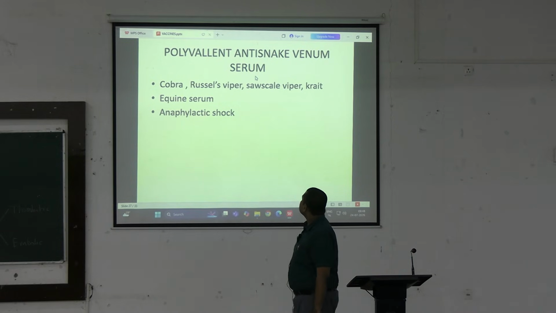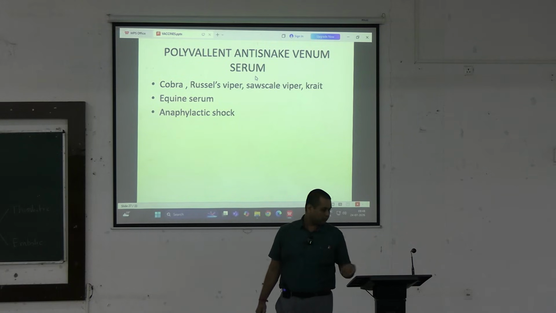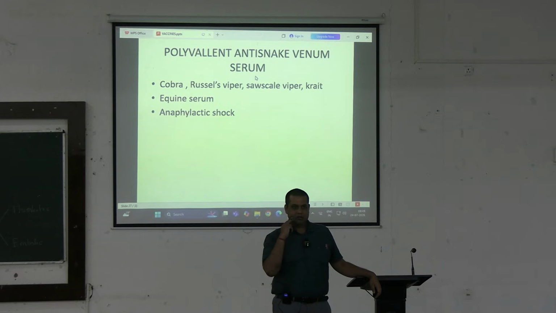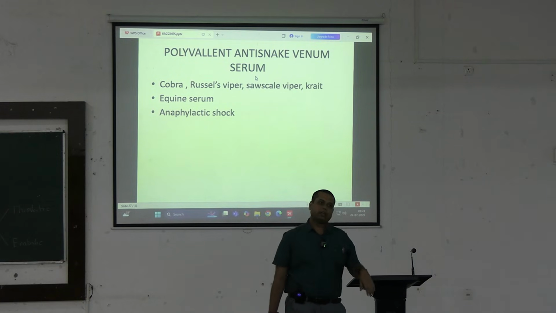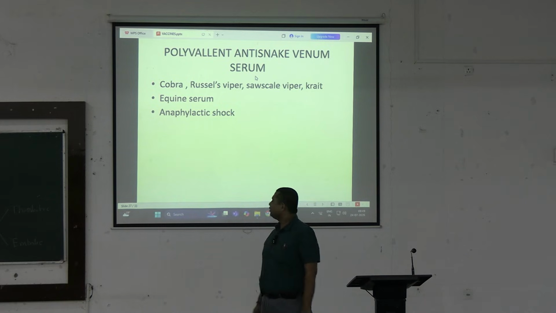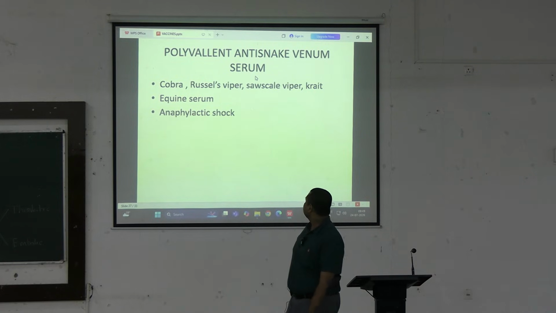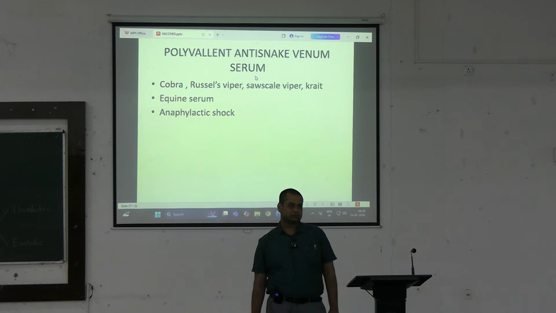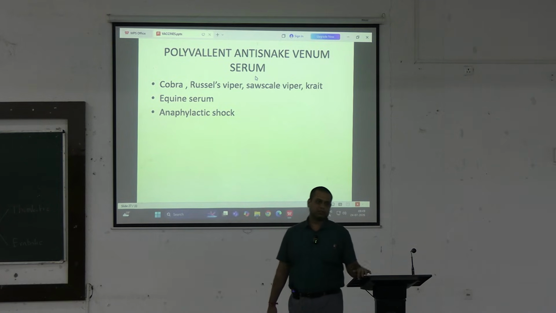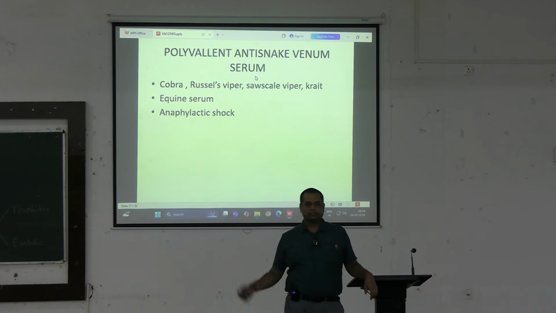Polyvalent anti-snake venom serum. So what do you mean by polyvalent? Polyvalent means acts against the venom of more than one snake. Okay, that is polyvalent. Which snakes does it act against? Cobra, Russell's viper, Russell's viper means Chandrabora, okay, and the dangerous snake bite saw-scaled viper, krait, krait means Chiti snake, okay, what is called Shankhachiti, that is krait.